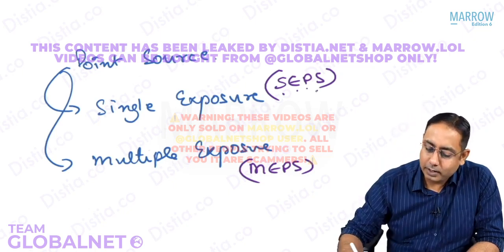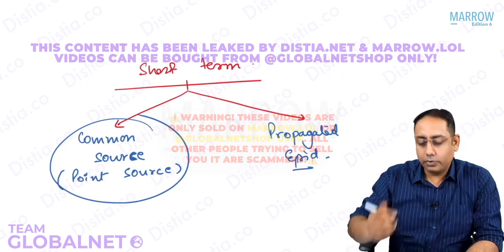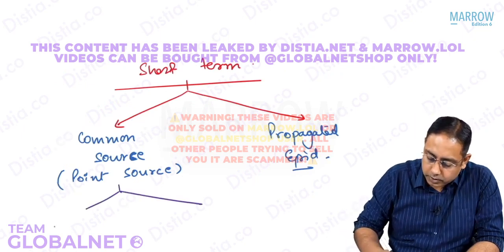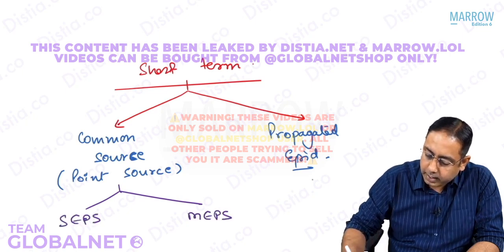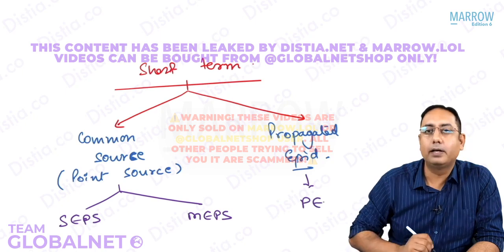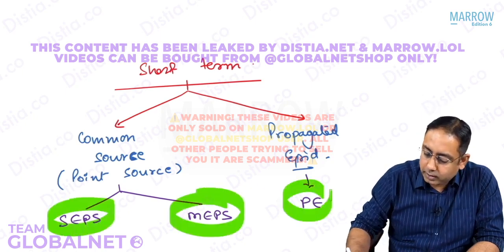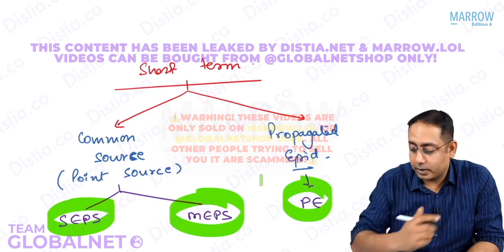So technically you need to talk about 3 things now. So we are going to talk about the point source as SEPS and MEPS, and we need to talk about the propagated epidemic or the PE. So technically we'll talk about the 3 types of epidemics right now.